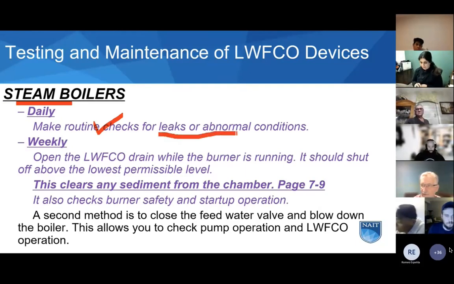If there's leaks or abnormal conditions, I just remembered something in my crystal ball. I have one floating around my head that gets clear once in a while.